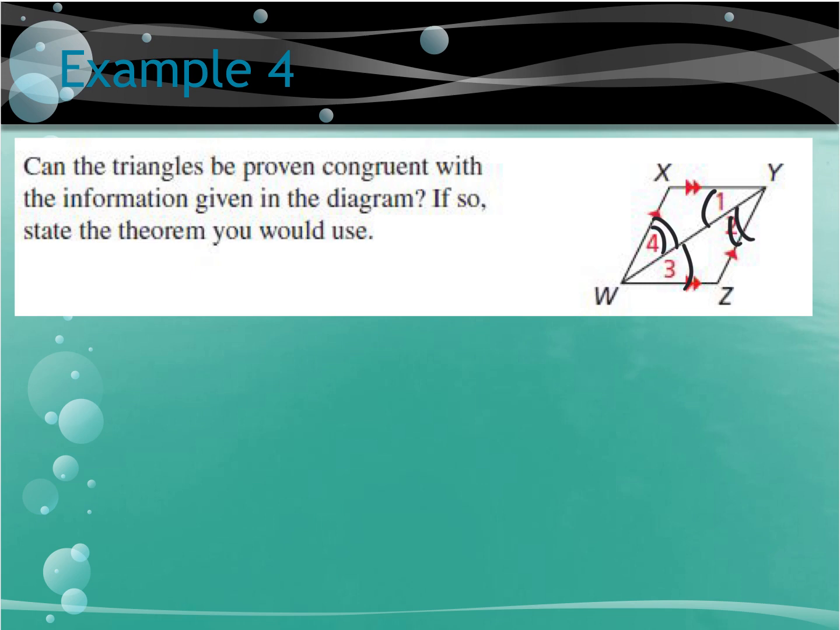Now we also know that segment WY is congruent to YW. That's a reflexive theorem. So it's congruent. So we have angle, side, angle. Now, the order doesn't matter where you start. You can start from the 2 tick marks to the side to the 1 tick mark for the other angle. And again, angle, side, angle.